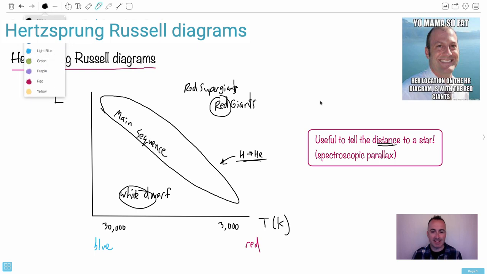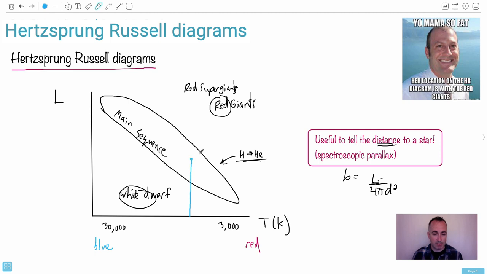Watch. Remember, to get the distance of a star, we have this equation here: B equals L over 4 pi d squared. Remember that one from before? Well, if we can know the luminosity, we can know the distance, right? And because B is easy, you can measure that on Earth. So how do you do this? If you see a star right here, what you do is called spectroscopic parallax, even though it has nothing to do with the parallax method. Maybe we find a star that seems like a main sequence. So from its spectrum, we can tell it's a main sequence. So maybe it's something like here.